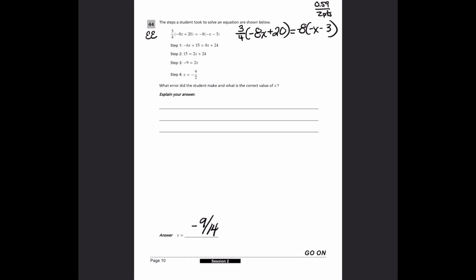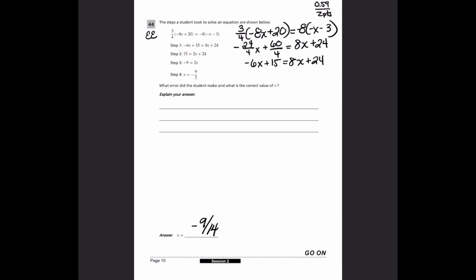Alright, so I'm just going to distribute. Negative 3/4 times negative 8 is negative 24 over 4x plus 60 over 4 is equal to 8x plus 24. So far, a big difference, I still have fractions. This one doesn't, so I'm going to keep going. Negative 24 over 4 is negative 6x plus 15 is equal to 8x plus 24. So far, these are absolutely equal.